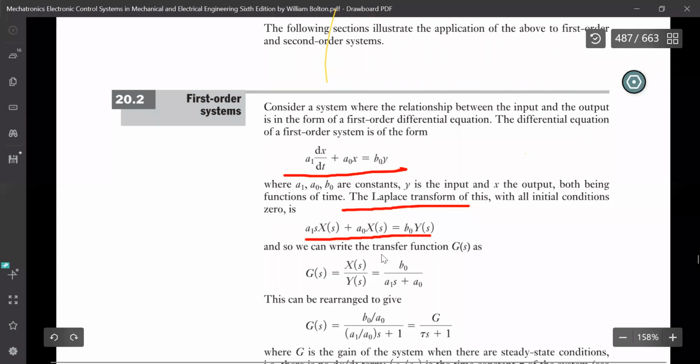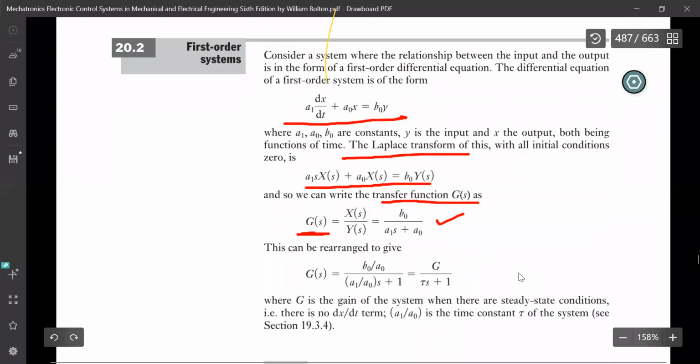So we can write the transfer function of G(s) as follows. You can take X(s) common, then Y(s) is over here, then you can take X in the denominator, and you can find the gain. Okay, so gain is X(s) by Y(s). X(s) is your output, Y(s) is your input. So what you get is your gain in terms of the Laplace function.